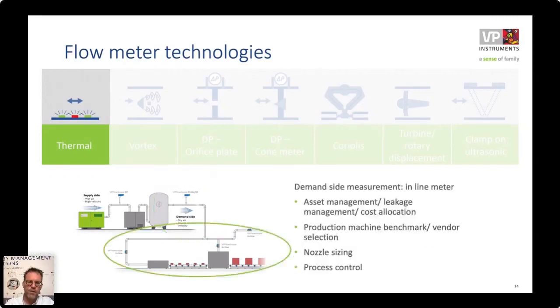If you go to the point of use, say the machines, you also can use thermal mass flow sensors. They're also very good to measure demand side. There you would find more the inline types, which means that you have to mount the flow meter inline in the pipe. And there you can use them also for leakage management in the machine, to benchmark machines, to allocate costs, but also, for example, to size nozzles or to select the right nozzle for a specific production process, for cooling, for example. And last but not least, also for process control or for gas mixing, you will find thermal mass flow sensors.